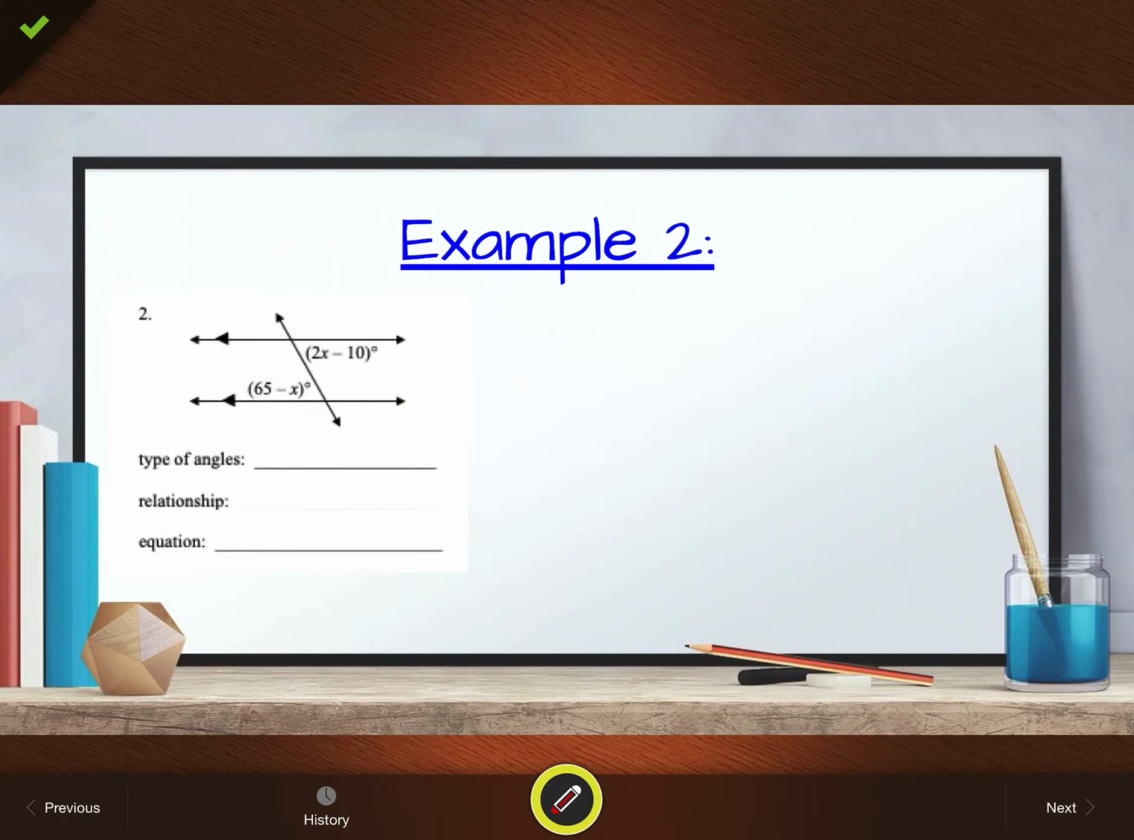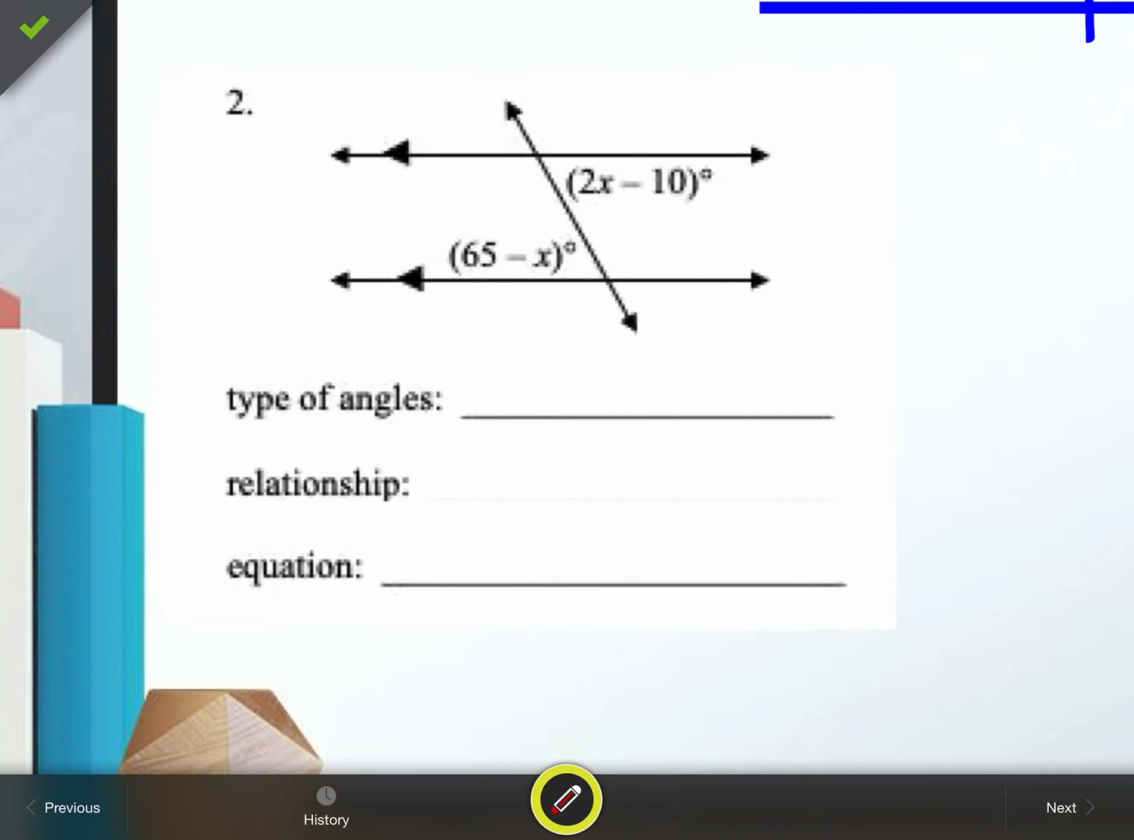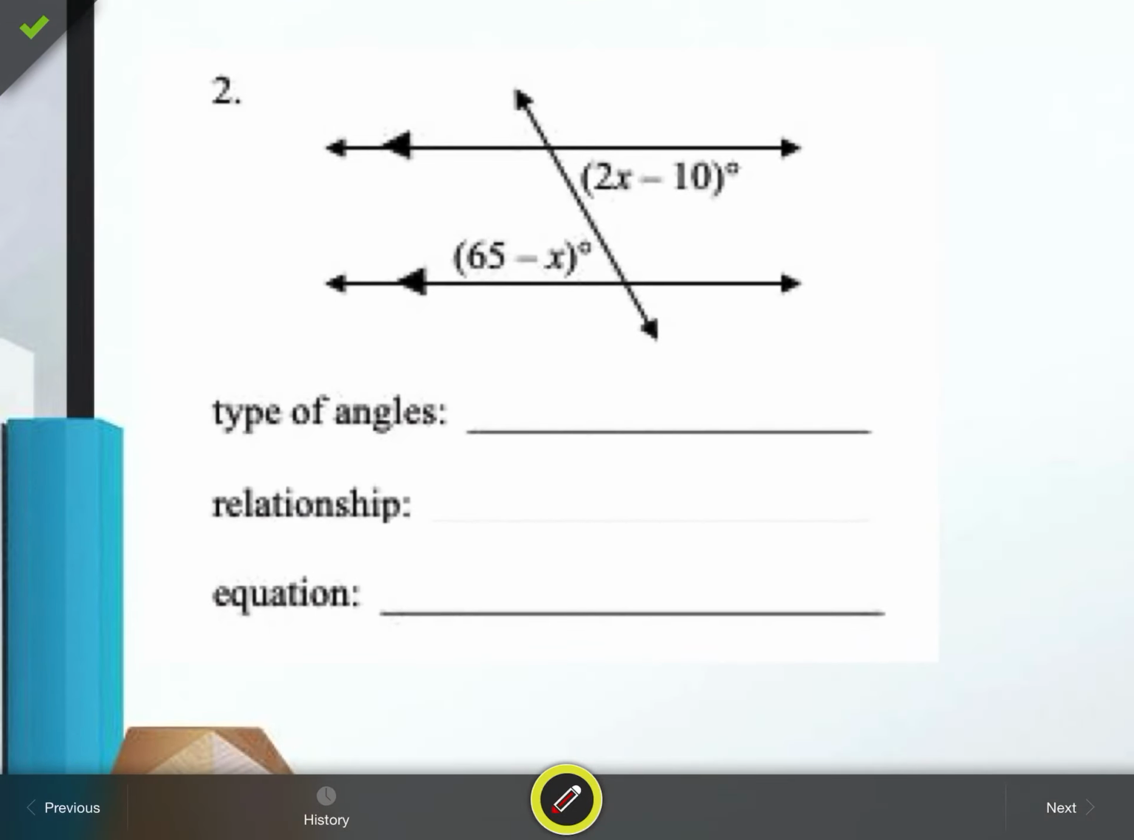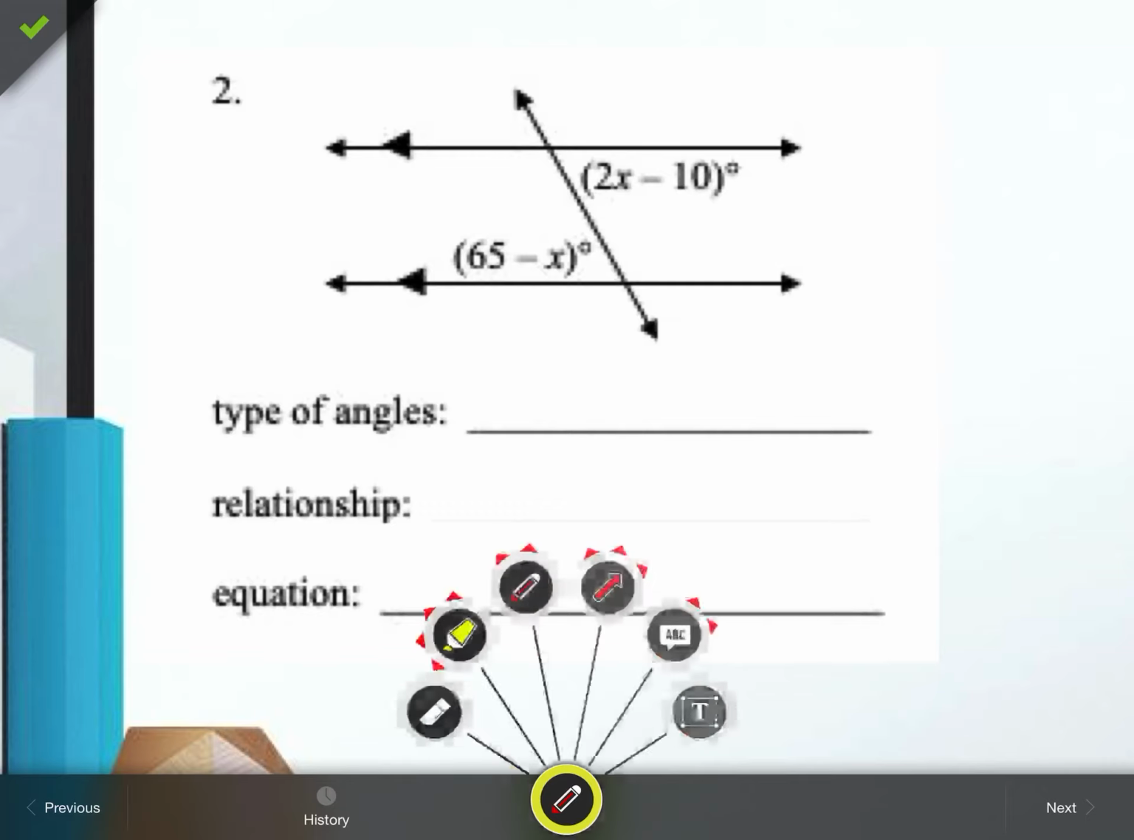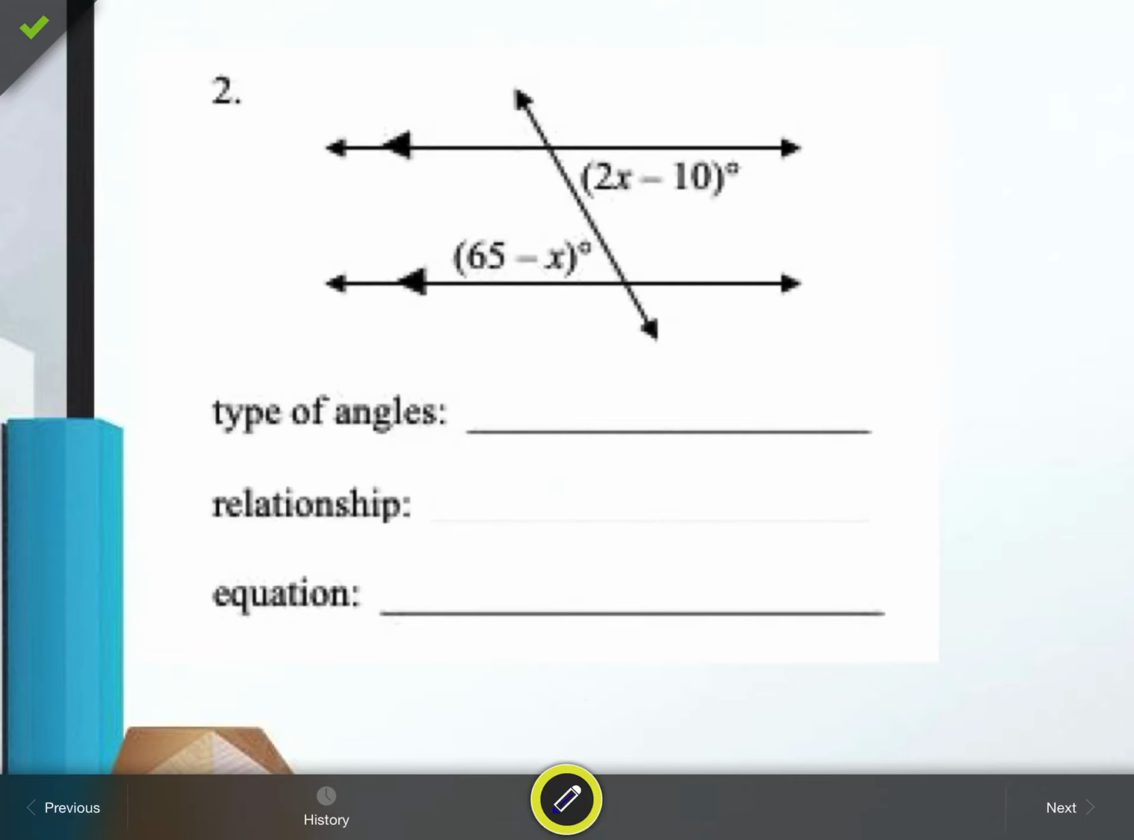So again, same process. I know my lines are parallel because I have the little triangle markings. They tell me, hey, parallel lines. So I have to look. I have 2x minus 10, that's the angle up here, and I have 65 minus x. Again, I have to decide what kind of angles I have, and I say, well, they're on different sides of my transversal. As soon as you say different sides of my transversal, you know you're probably talking about alternate.